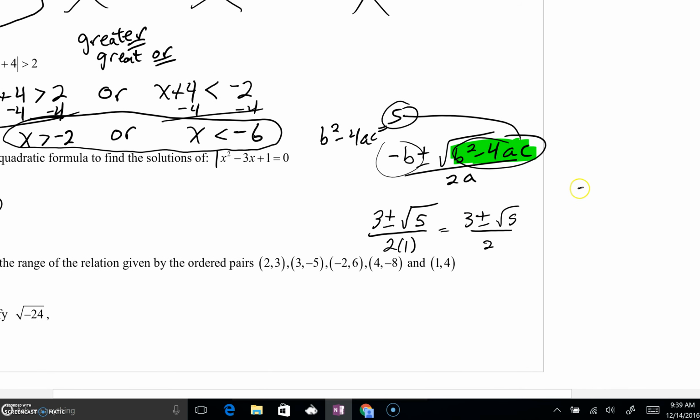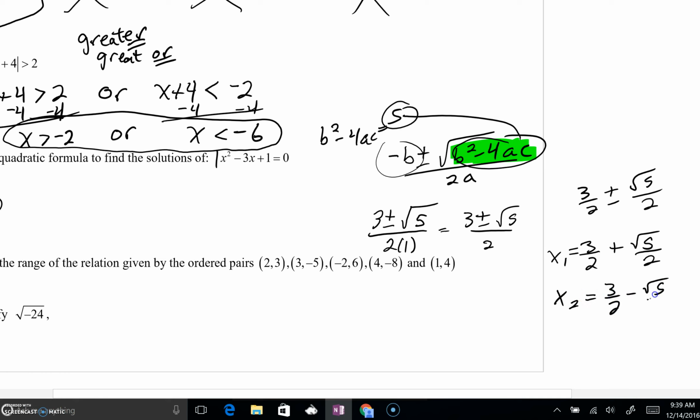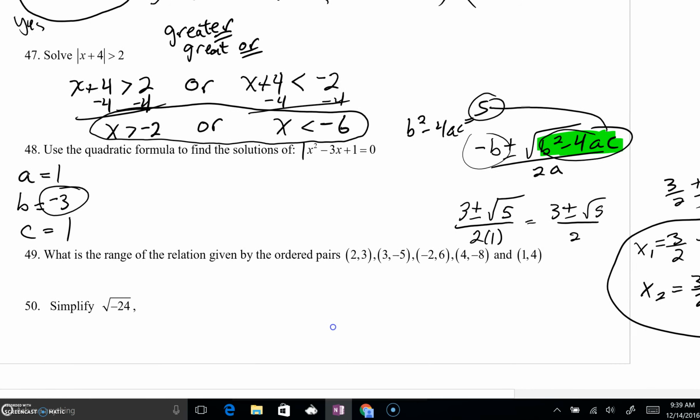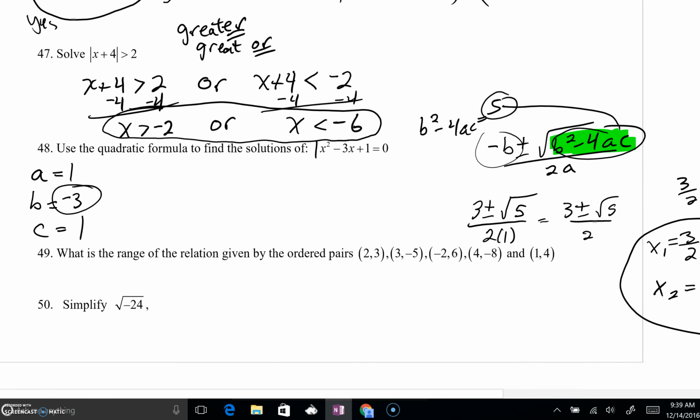But like we've been saying, you would separate this into 2 distinct fractions. That's 3 halves plus radical 5 over 2. That would be your first answer. Second answer would be 3 halves minus radical 5 all over 2. Okay, so you'll have one quadratic formula type of problem to do. Take a look at number 49.